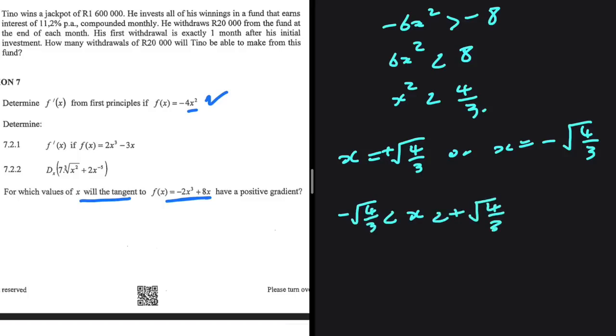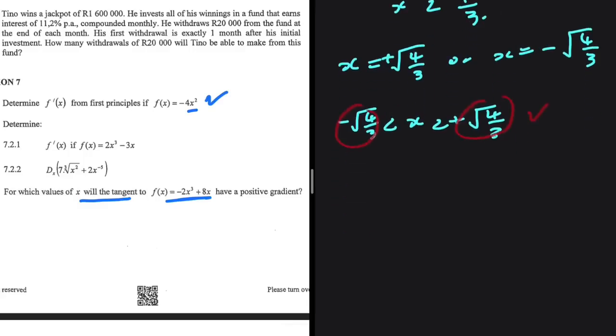If you substitute any value between minus the square root of 4 divided by 3 and plus the square root of 4 divided by 3, indeed, the gradient is going to be positive. So this is the answer to 7.3. When x is between these two values, the gradient is positive, which makes sense because the function of the gradient of f of x is going to look something like this. For only a few values of x will this function be greater than 0.